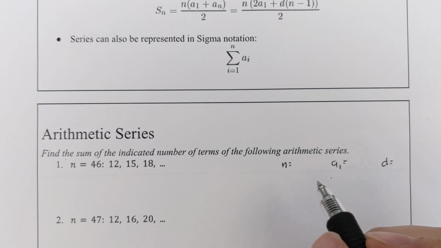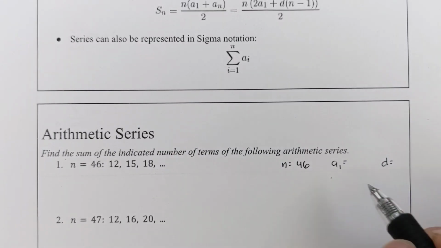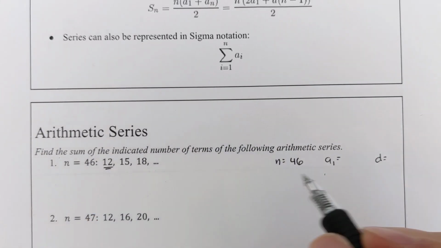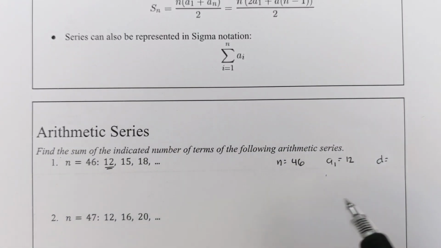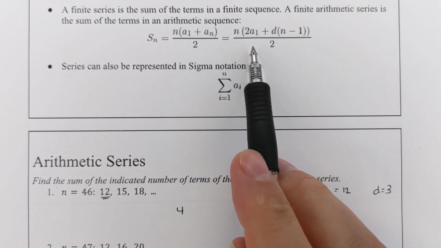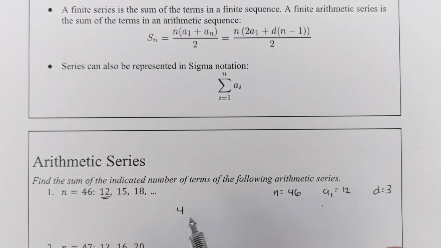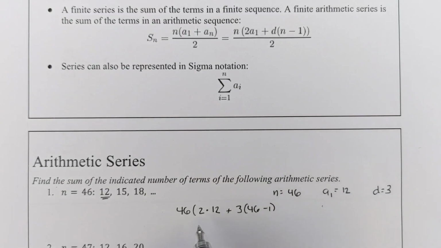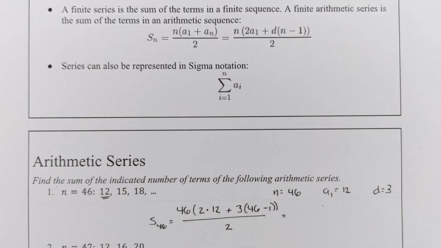So n is just the number of numbers I'm adding up, so 46. A1 is the first number in the list, so 12. And the common difference, like I mentioned before, is 3. So we're using this equation here. So 46 is my n, 2 times 12, so 2 times a1, plus d times 46 minus 1, all over 2. Double close there. So this would be S46, the sum of the first 46 numbers.